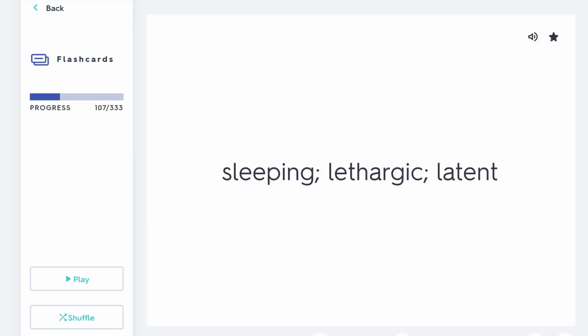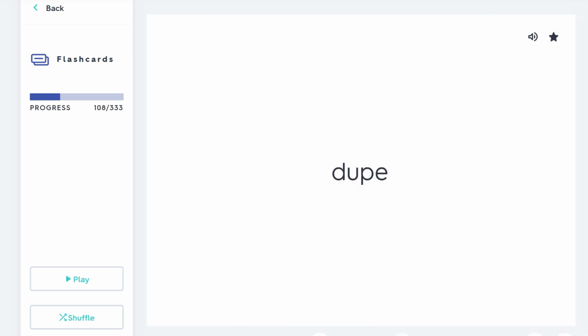Dormant. Sleeping, lethargic, latent. Like a dormant volcano. One that hasn't exploded in a long time, but might explode. Or the company is dormant. It's not yet extinct, it hasn't gone out of existence, but it hasn't done much for years. Dormant. Dupe. Someone easily fooled. That person is a dupe. Or the verb to dupe someone, to fool someone. She couldn't believe that she was duped by his words, fooled by his words. Duped.